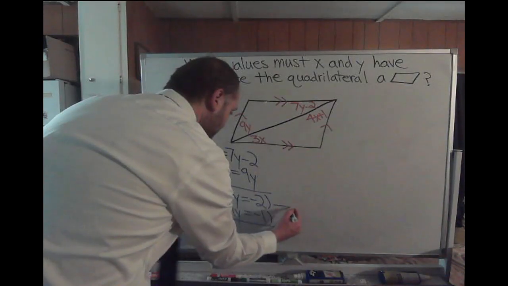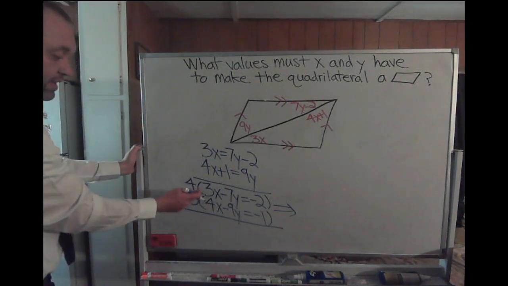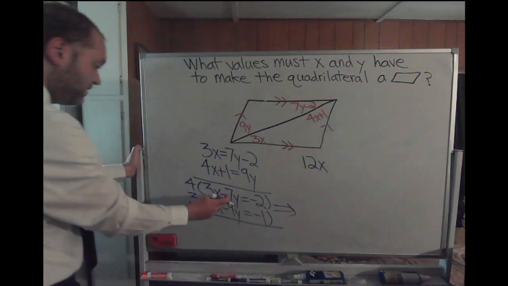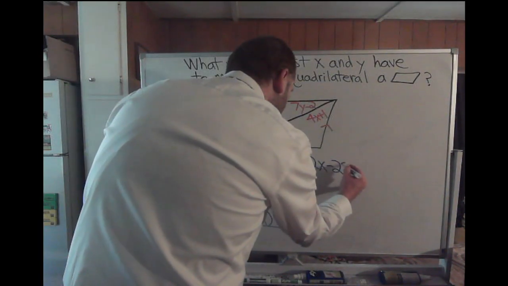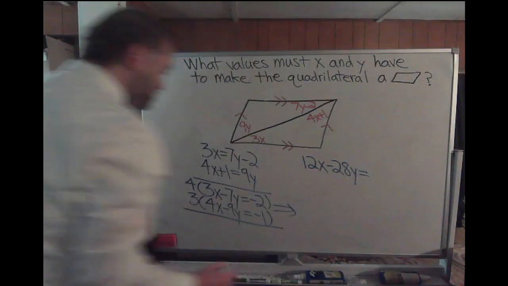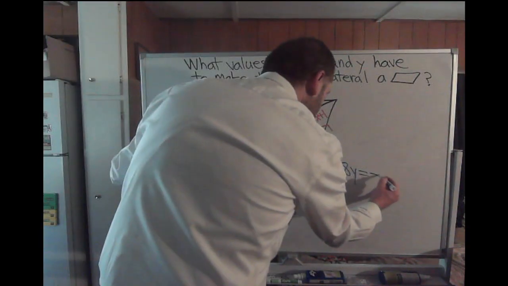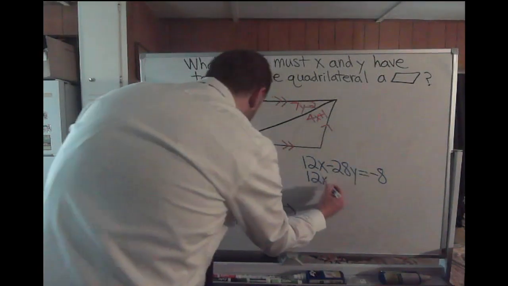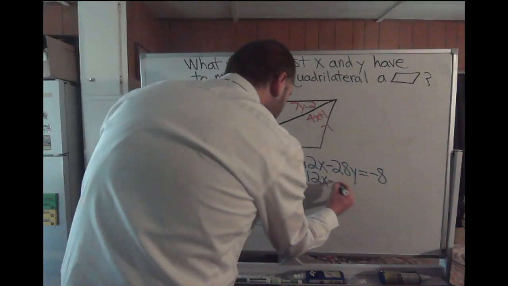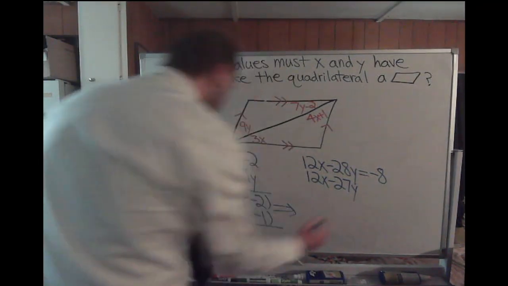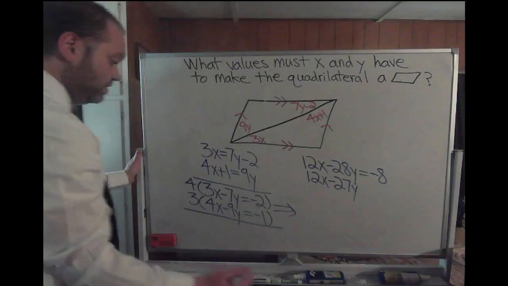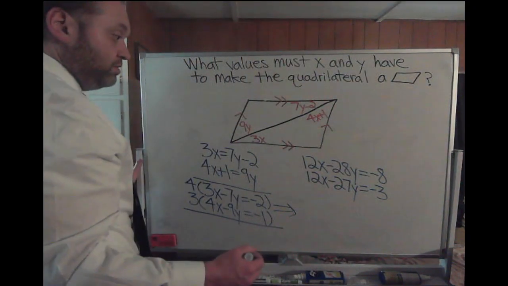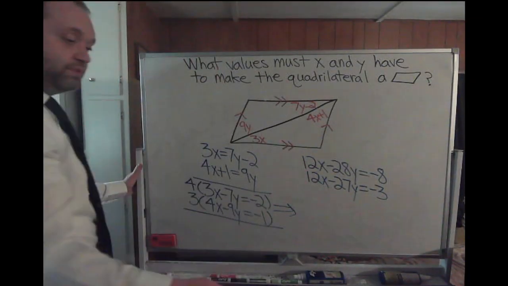Let me move this over here actually so you can see it better. If we take these and multiply them, you'll end up getting 12x minus 28y is equal to negative 8. You'll also get then 12x minus 27y is equal to negative 3. So now I think it's obvious that we can cancel the x variables.